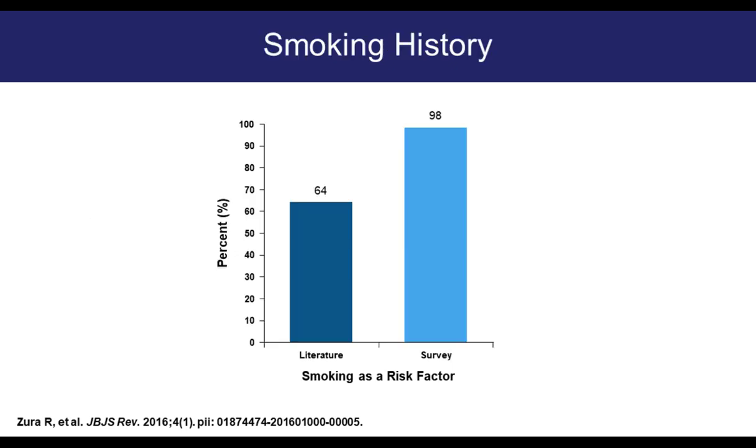Smoking: 98% of orthopedic surgeons queried said that it's a risk factor. However, only 64% of the literature suggests that it is a positive correlation. So there's a mismatch between what surgeons believe and what the literature supports. It doesn't mean one's right or wrong, but there is a mismatch. Again, smoking is confirmed as a risk factor in 64%.